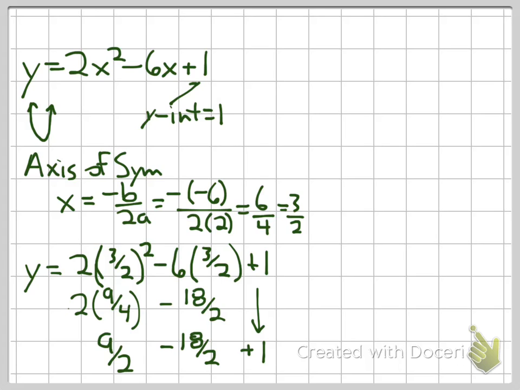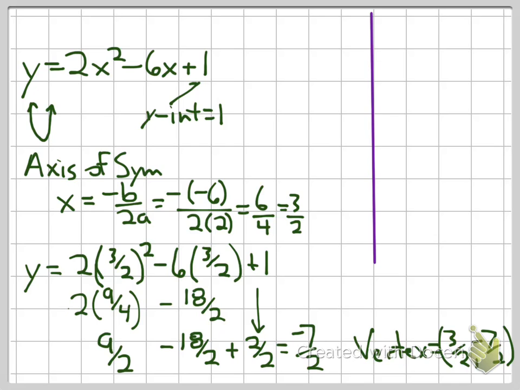I could make the 1 into 2 over 2. So really we're looking at what do we get left with over 2. 9 minus 18 is negative 9, plus 2 is negative 7. So negative 7 over 2 tells us our vertex is 3 over 2, negative 7 over 2.